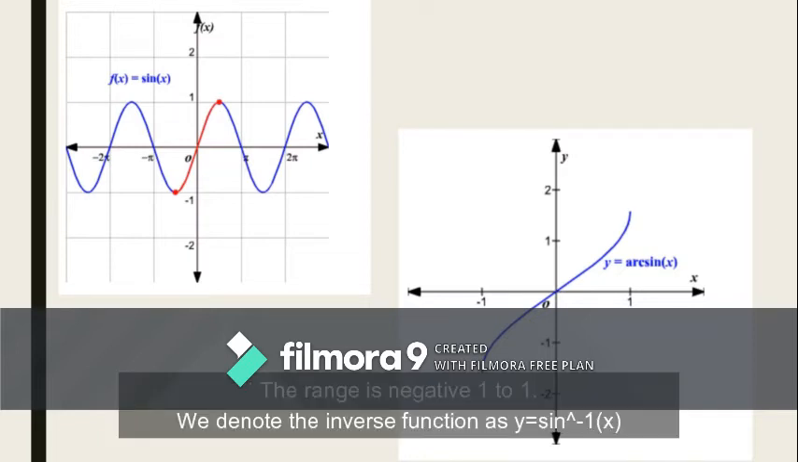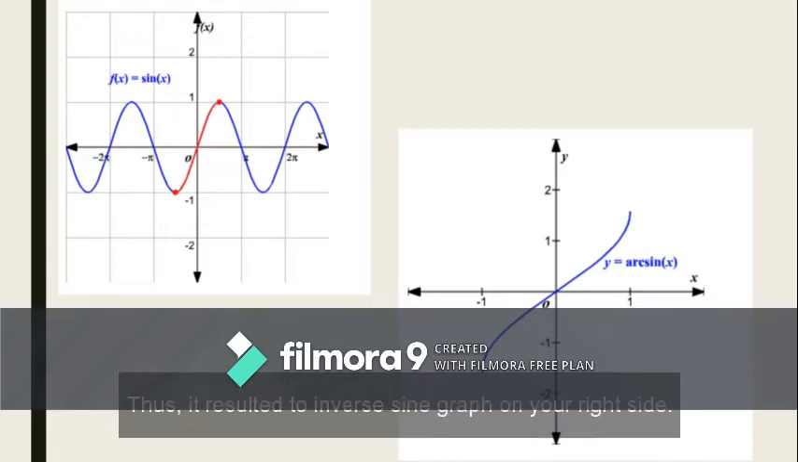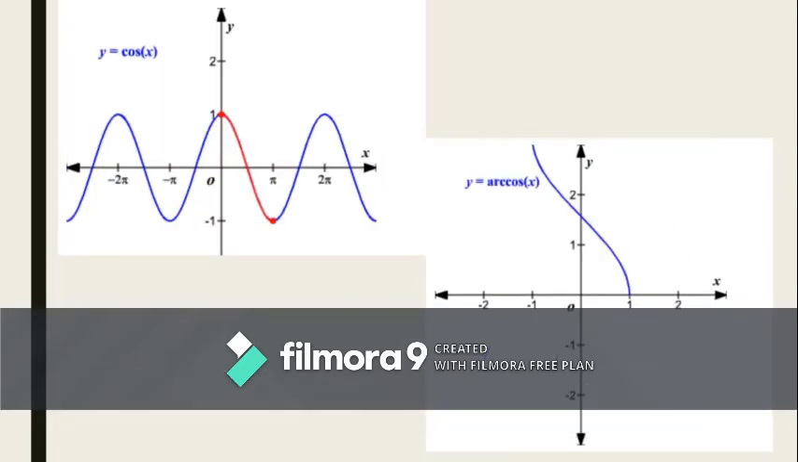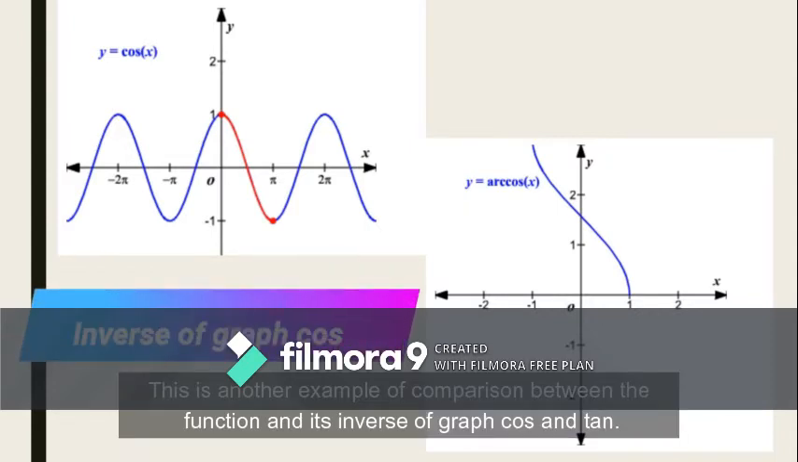We denote the inverse function as y equals sin⁻¹x. It is read y is the inverse of sin x and means y is the real number angle whose sine value is x. Thus, it results in the inverse sine graph on your right side. This is another example of comparison between the function and its inverse graph for cos and tan.